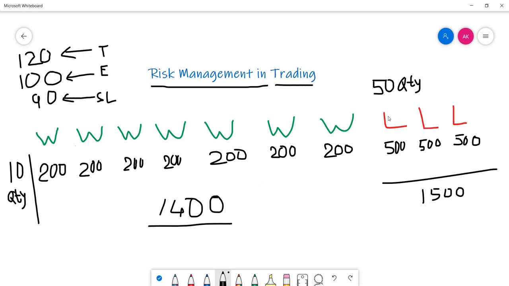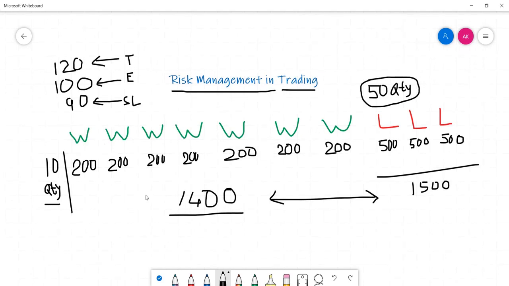As you can see, even with a 70% winning rate, you lose at the end, right? Your loss is 1500 and you won 1400. So in total you lost 100 rupees, even with a 70% winning rate. Why has this happened? Because you increased the quantity on your losing trades. So here is the good learning factor: we cannot arbitrarily enter a trade with any quantity. There should be some formula to calculate this quantity to manage our risk.